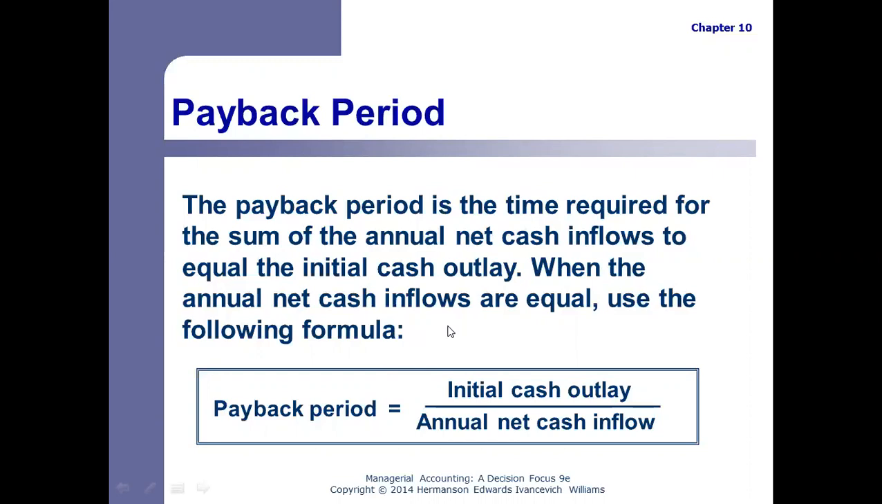So this is a very simple method. You don't have to worry about the time value of money. All you do is just take whatever you pay out, divide it by how much is going to come in every year. Okay, so again, we ignore time value of money. In choosing alternative investments, we choose the one that has the shortest payback period under this method. So which method will allow us to get our money back the fastest? That's basically what the payback period is.